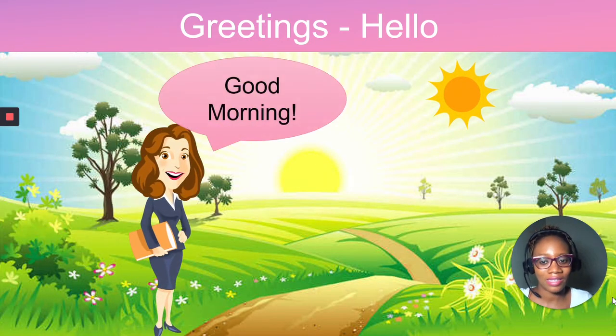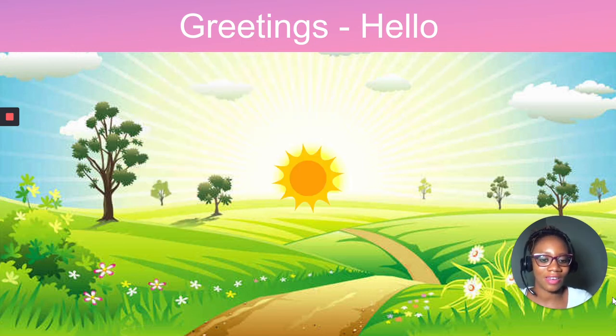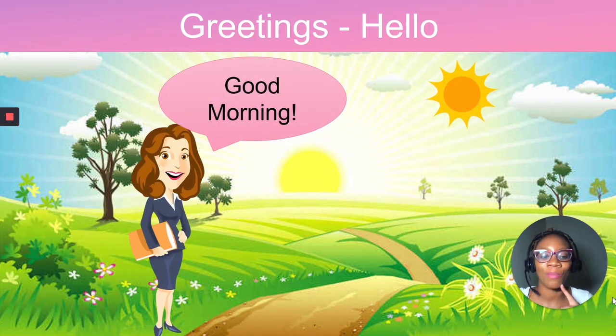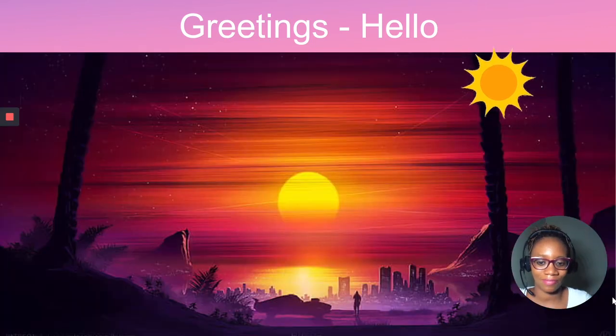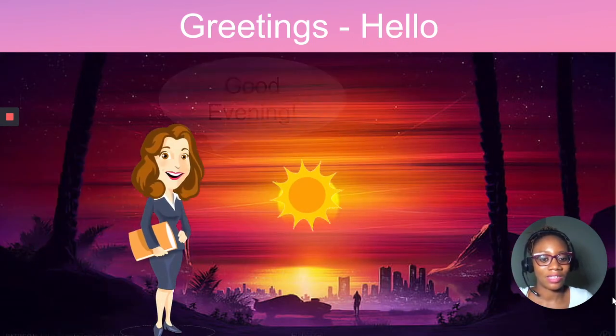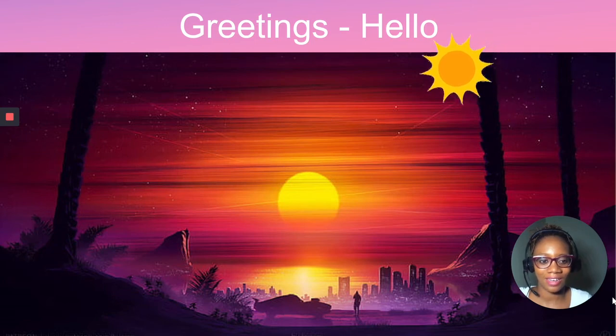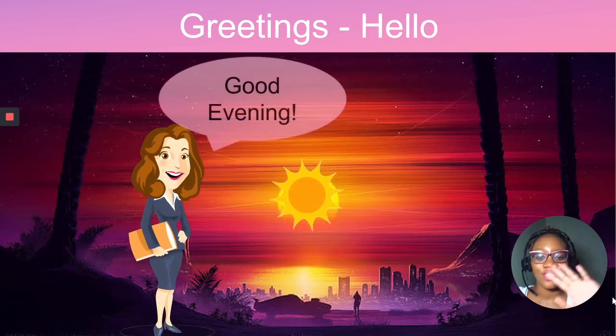Another way we can say hello is good morning. And you say good morning. So you see, the sun is up, so it's good morning. When the sun goes down, it's good evening. Good evening. Let's look at that again. Good evening.